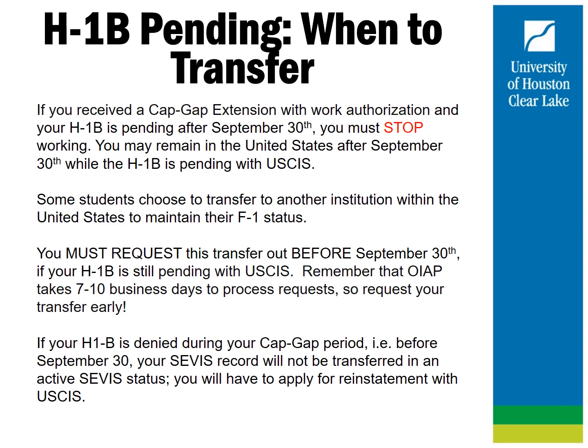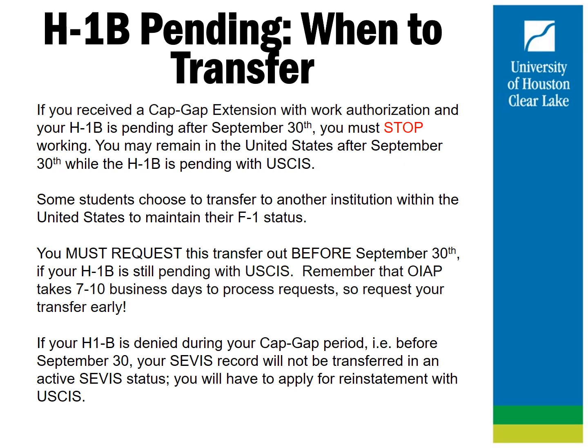If you received a cap extension with work authorization and your H-1B is pending after September 30th, you must stop working. You may remain in the United States after September 30th while the H-1B is pending with USCIS. Some students choose to transfer to another institution within the United States to maintain their F1 status. You must request this transfer out before September 30th if your H-1B is still pending with USCIS. Remember that OIAP takes 7 to 10 business days to process requests, so request your transfer early.